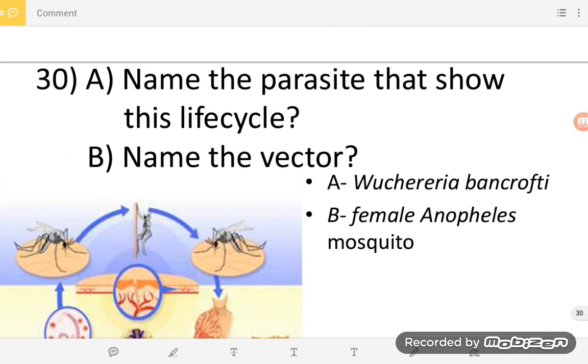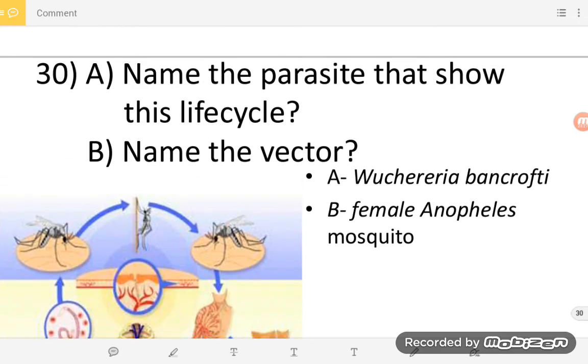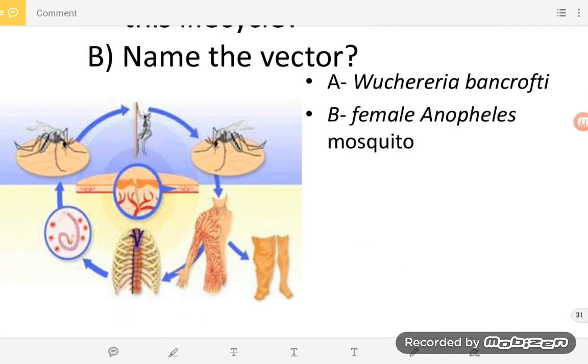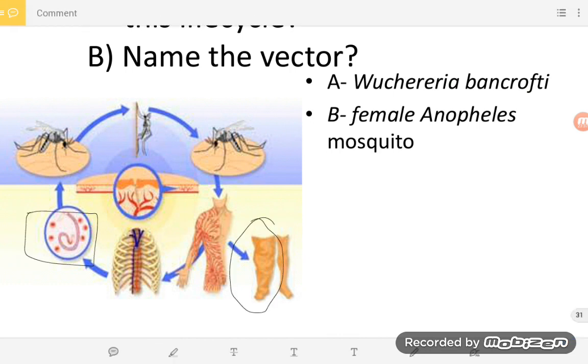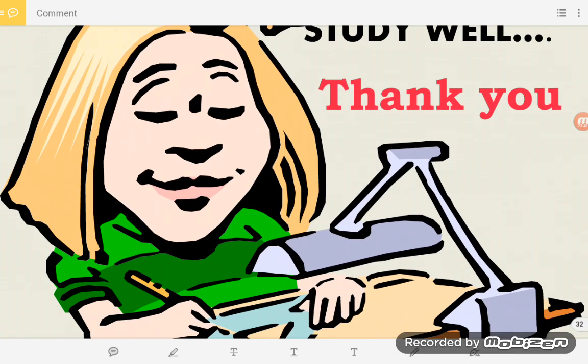Name the parasite that shows the life cycle. So here by using these features you can clearly identify it. By these two features you can say Wuchereria bancrofti. The vector is the female Culex quinquefasciatus mosquito in Sri Lanka. Okay, thank you.